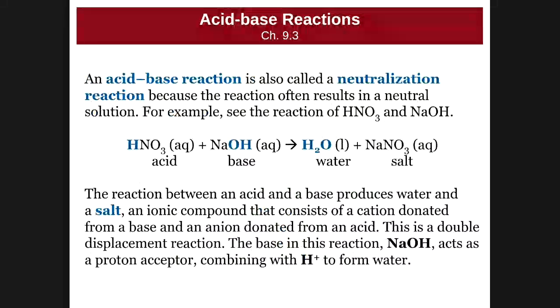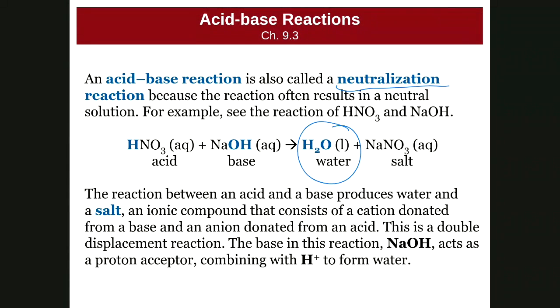We might have also mentioned that an acid-base reaction can be called a neutralization reaction. That's because the reaction often results in a neutral solution. It usually produces water, and water has a neutral pH, so that's how you can try to remember neutralization. Sometimes the question might be written as how much acid do you need to neutralize this base? That just means the acid and base are reacting to form water.